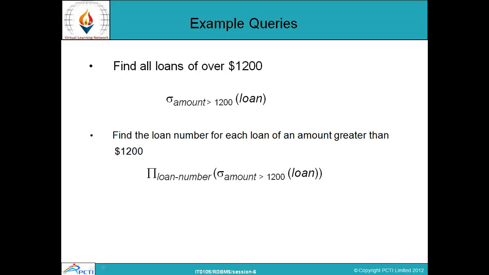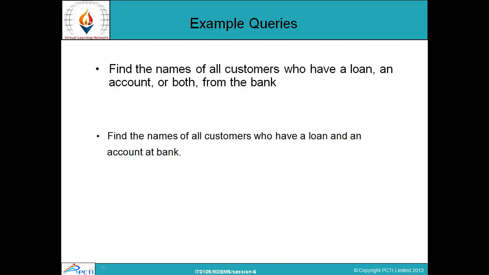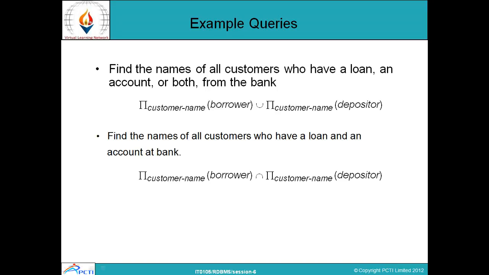Next query: find the loan number for each loan of amount greater than $1200. Now let's take out the column that is loan number, and on it again apply the select query, amount greater than 1200 from the loan table. Next example: find the names of all customers who have a loan, an account, or both at the bank. Here the pi projection symbol is applied to extract the column from the borrower, and union is applied with customer name from the depositor table.